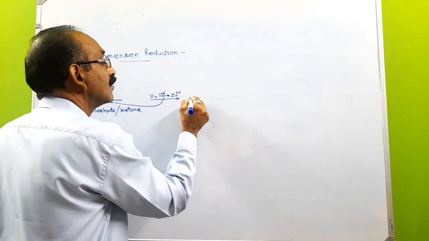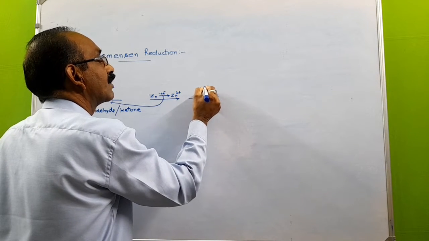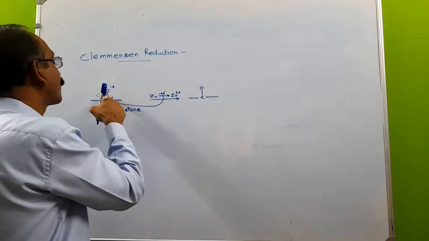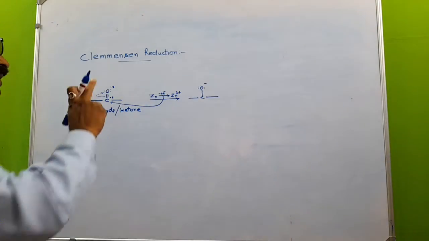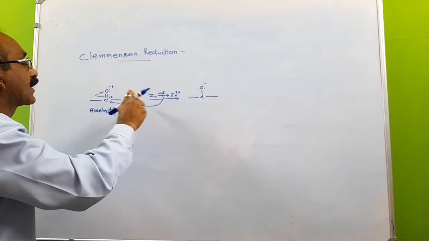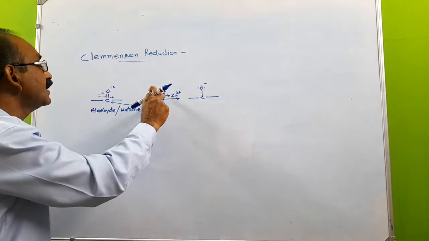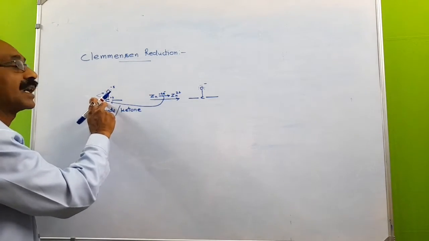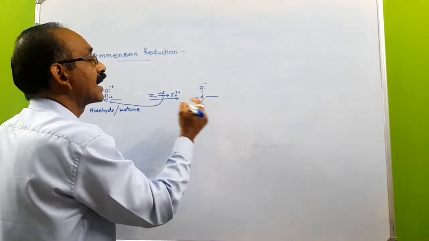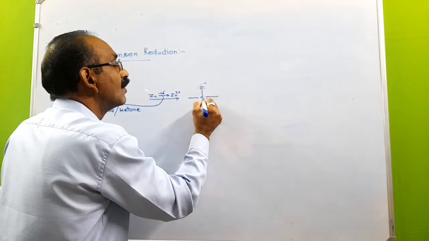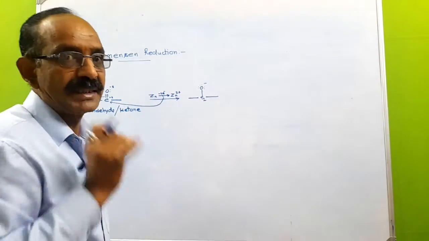Now what happens here? A single bond will be left in between the carbon and oxygen, and as the two electrons of the pi bond shifted over oxygen, oxygen will become negatively charged. And carbon will become positive, but as the two electrons are donated by the Zn here, one will neutralize the positive charge of the carbon and the other electron taken by the carbon will make it negatively charged. So this type of species we will get.